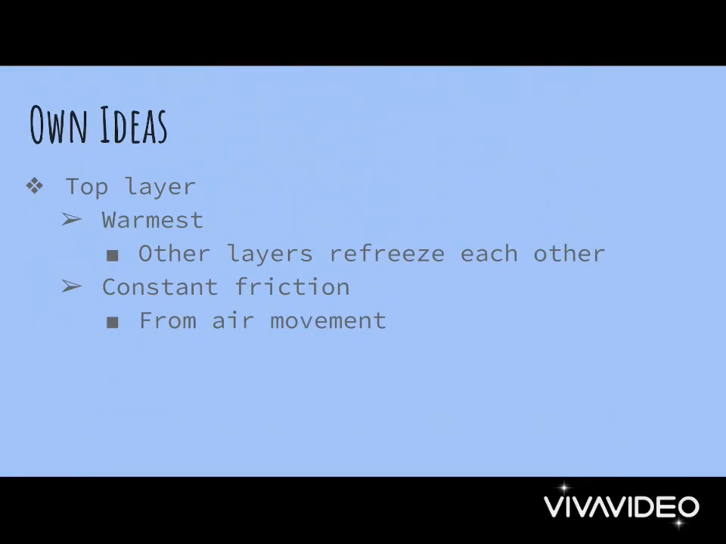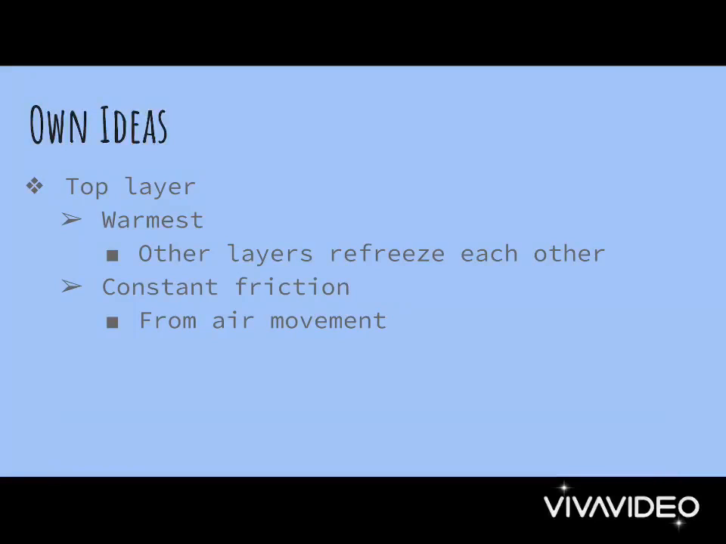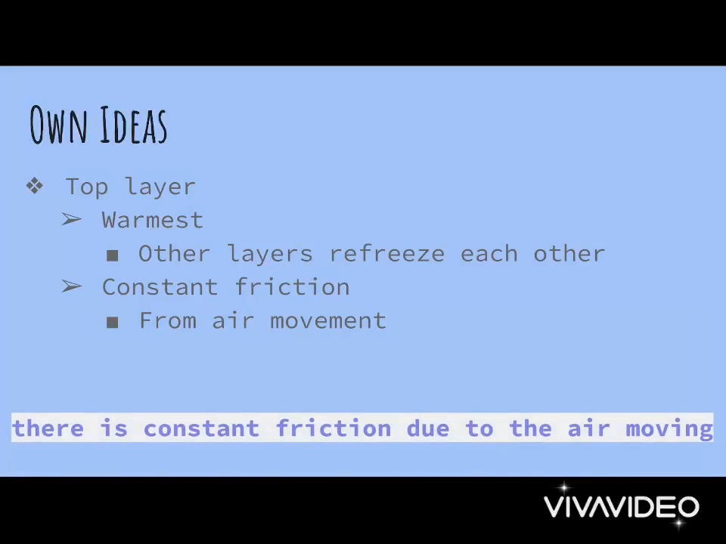Personally, I think there may be some contribution from the fact that the top layer is the warmest because all the other layers refreeze each other, and on the top there is constant friction due to the air moving.